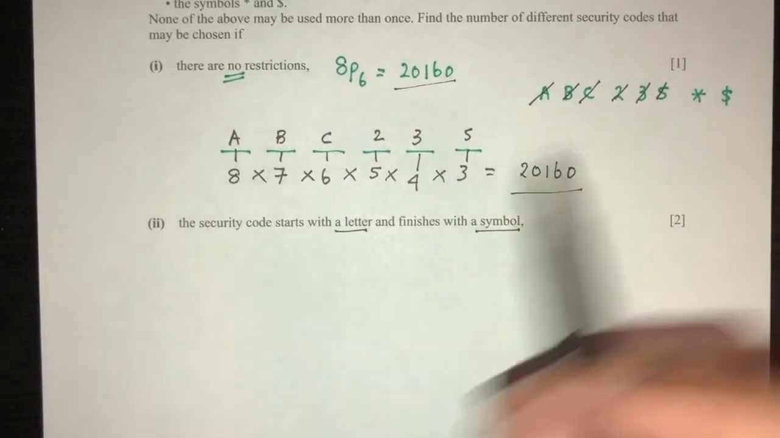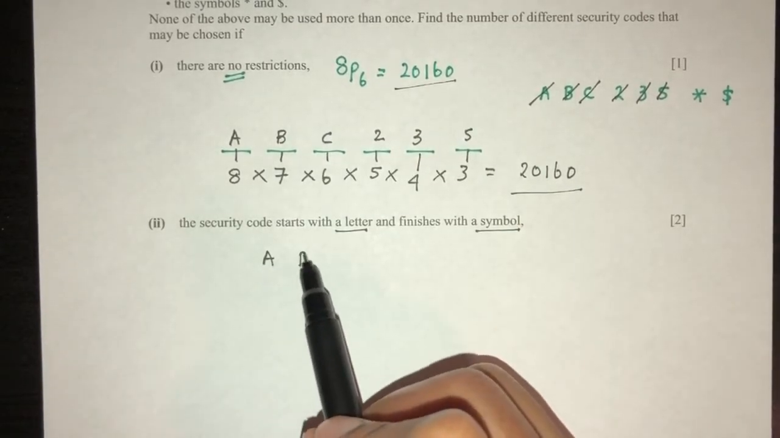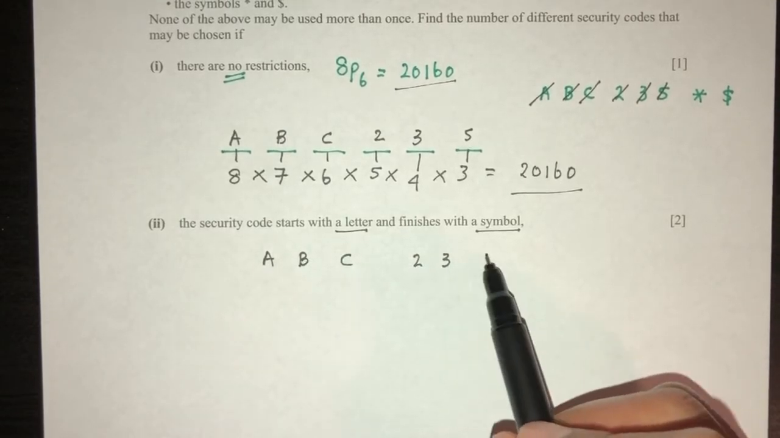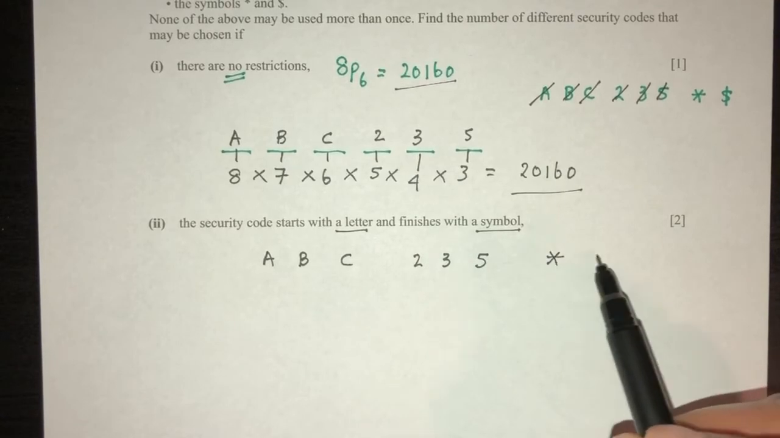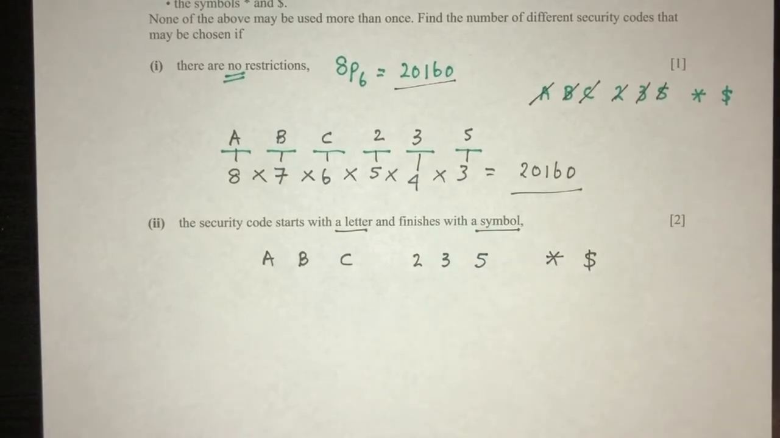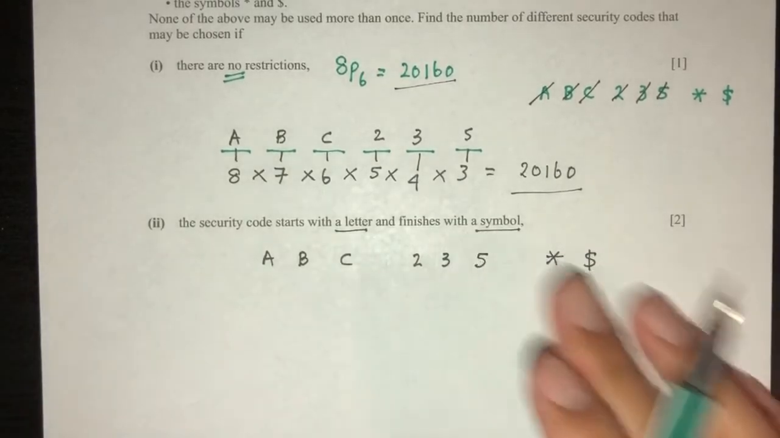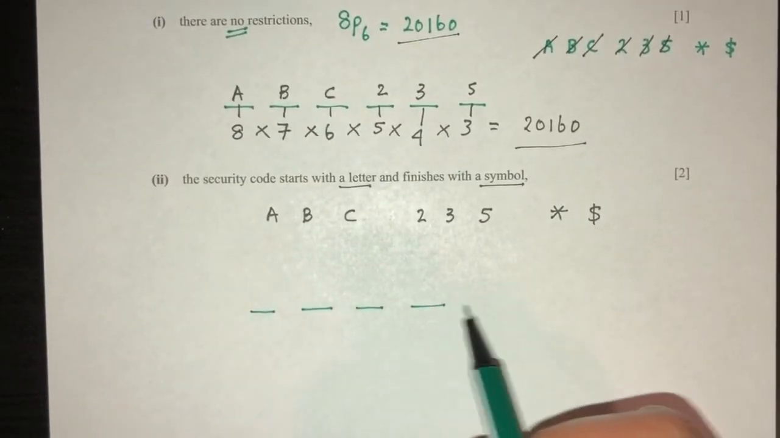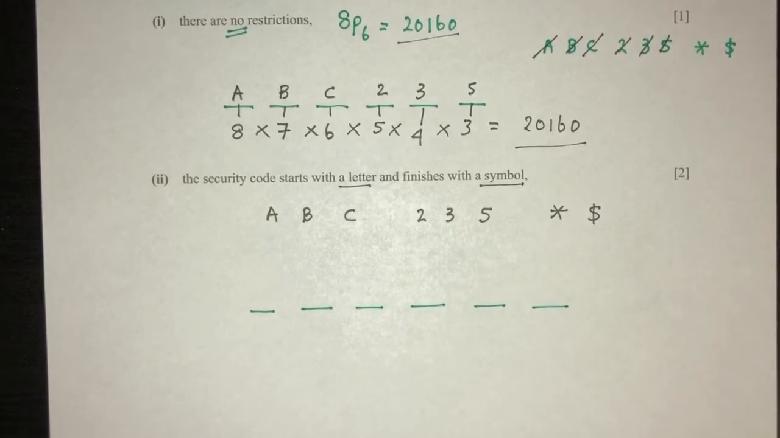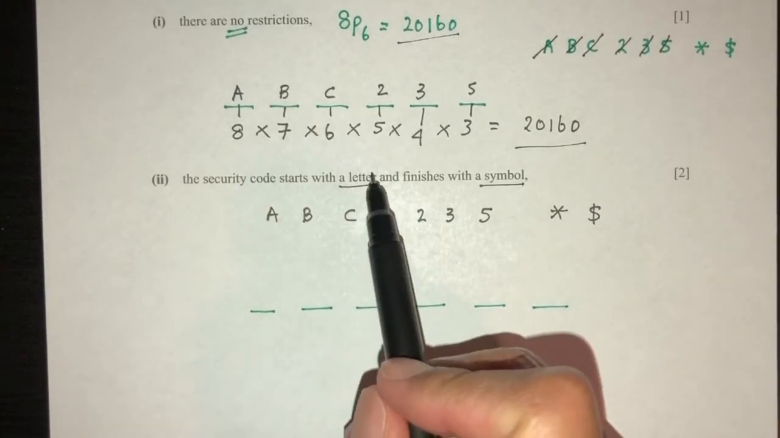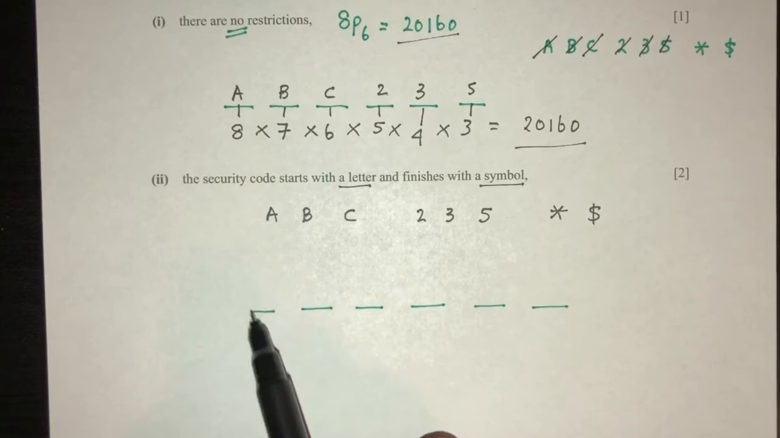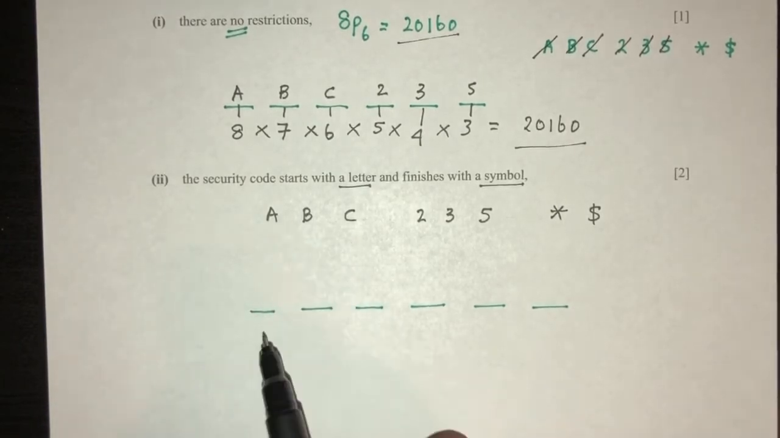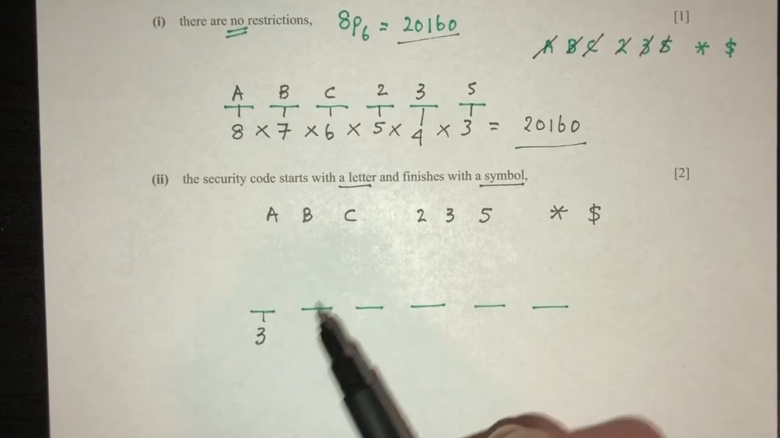Okay. Let's first write down our list. We have A, B, C, and we have 2, 3, 5, and then we have 2 symbols, right? Now, going back to the basics, we have to choose 6 from them. So here we have a condition. It needs to start with a letter. So for it to begin with a letter, we have 3 options, right? So it can be A, B, or C. So it is 3 options. Let's say I choose A.